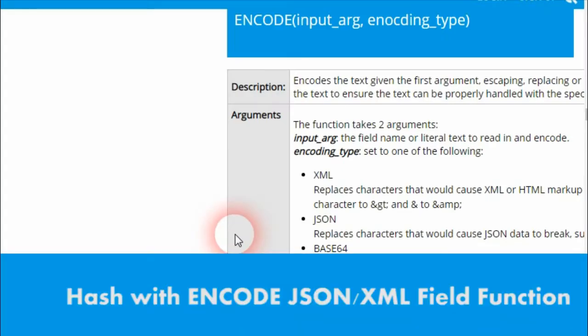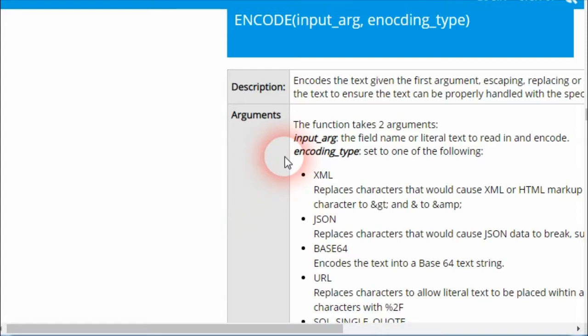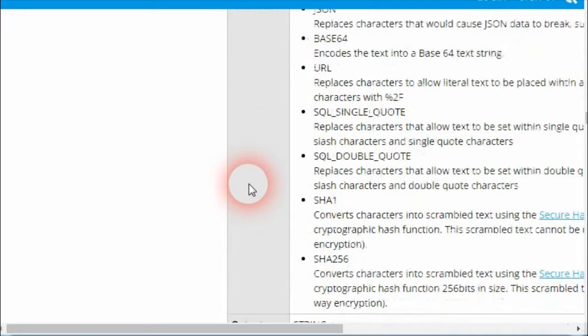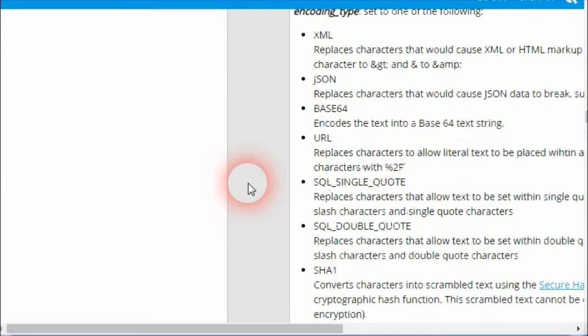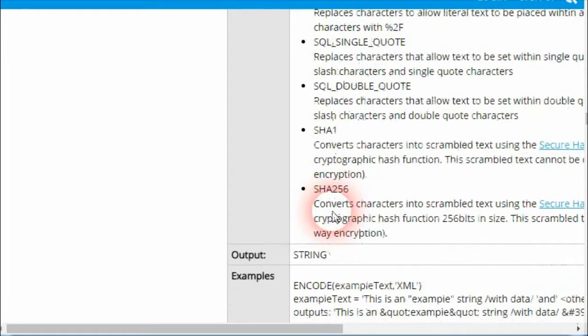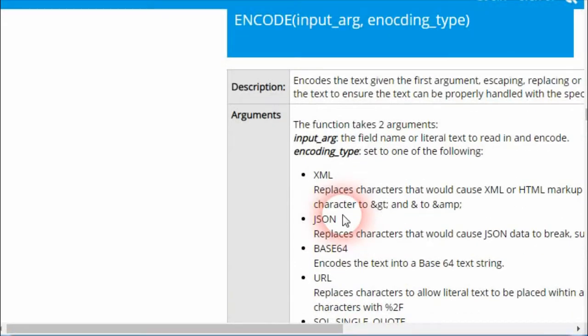And this leads to the last improvement we added to the encode JSON XML CSV data field function. This function allows values to be escaped or encoded and then decoded back the other way using the decode function. So it now supports the ability to generate hashes as well, using SHA-1 and SHA-256 encryption.